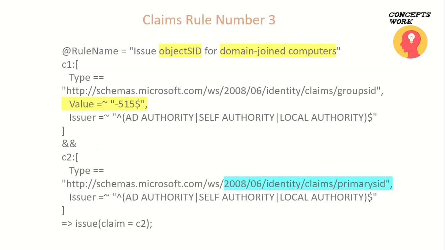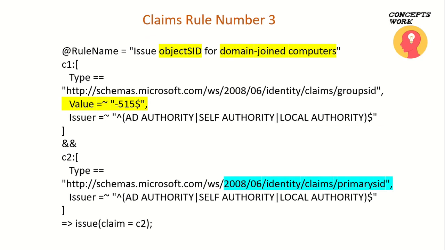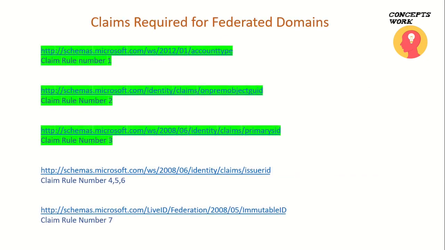The third claim rule that is created is to send the object SID of domain joined computers. As you can see, the group SID, ending with 515, is again getting checked, and then the primary SID of that particular computer is getting sent to Azure Active Directory. Now we have covered three claim rules, and now please pay very close attention to this fourth claim, which is the issuer ID, and which is the most important part.